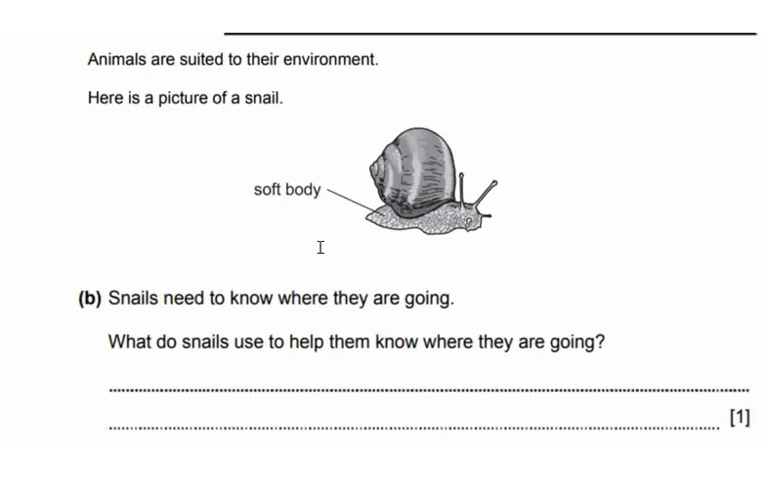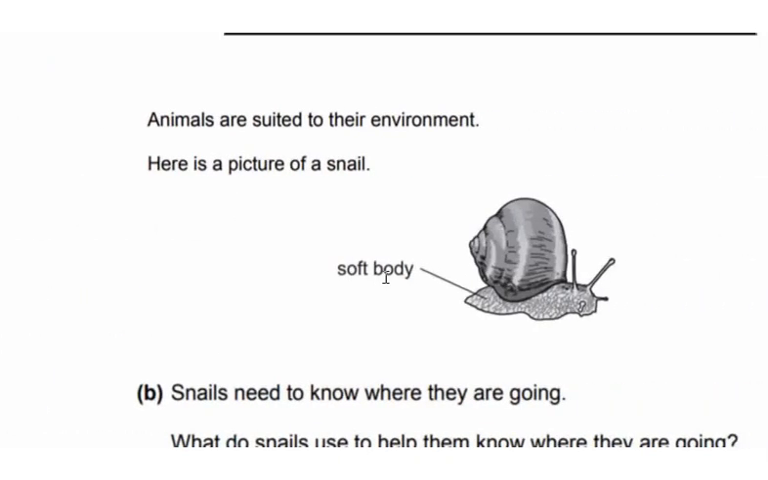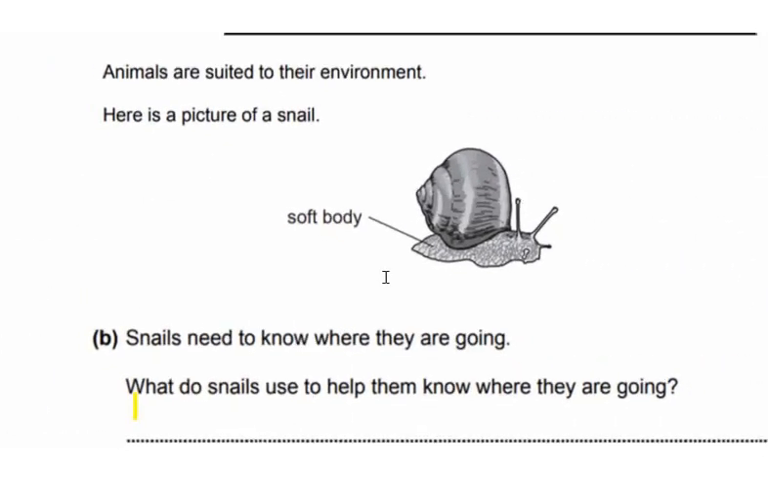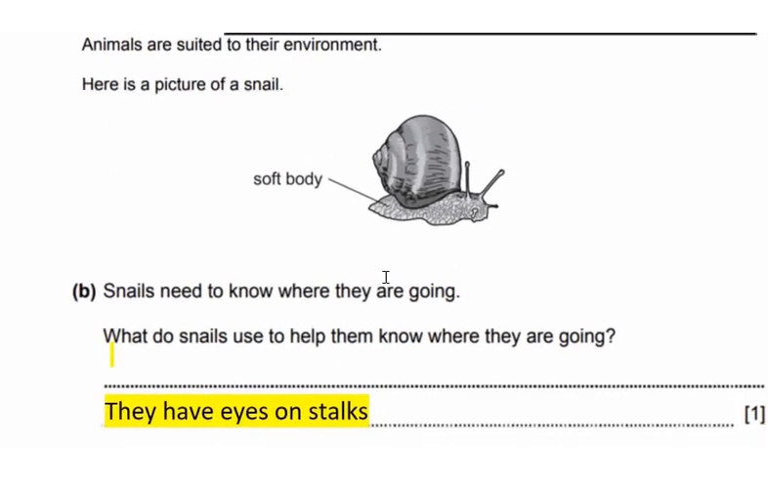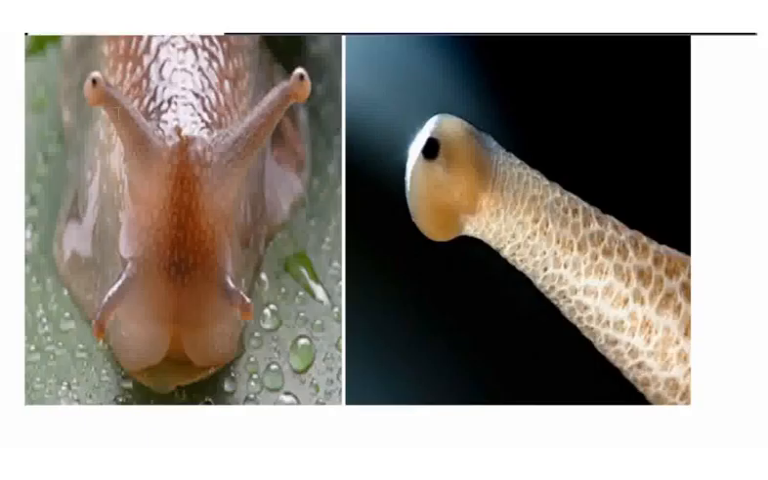Have you finished? If you haven't, you may pause this video, get the answer, and now let's see the answer. The answer for this may vary. One of the answers is they have eyes on the stalk here. This is the picture of the snail. Snails do have eyes on the stalk. These are the eyes.